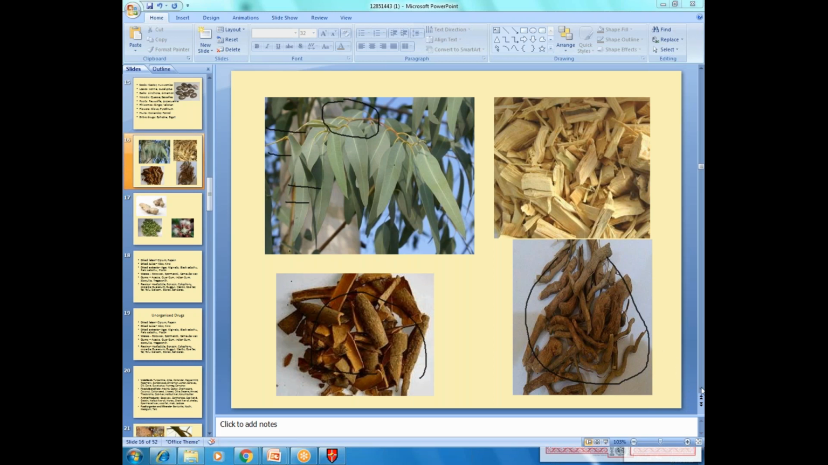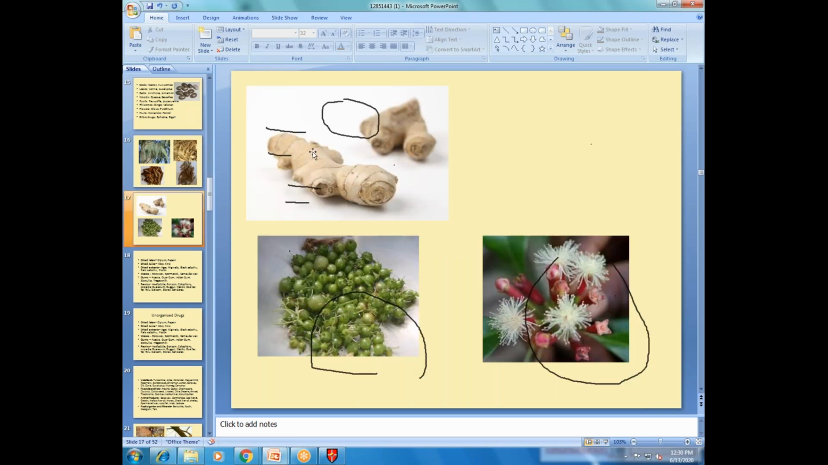Then a few more examples: you can see here the rhizome, ginger rhizome. This is one of the fruits. It comes under the Solanaceae family. I have not put coriander. It is actually a fruit. And see, you can see here.